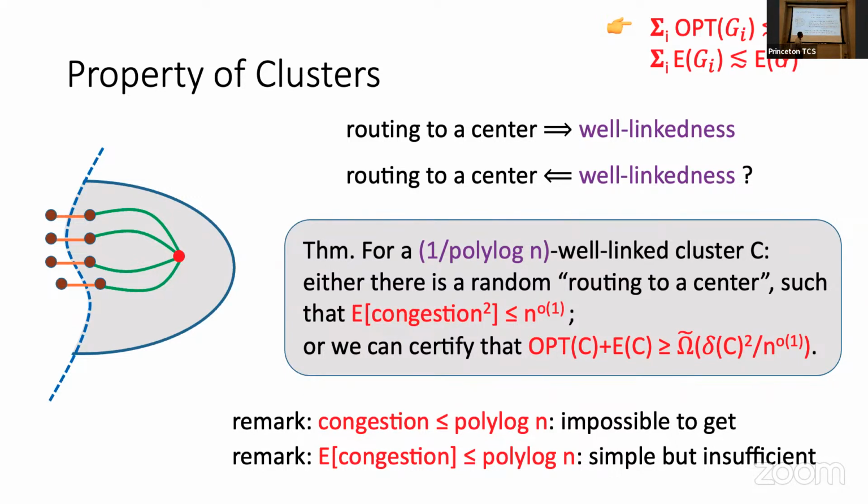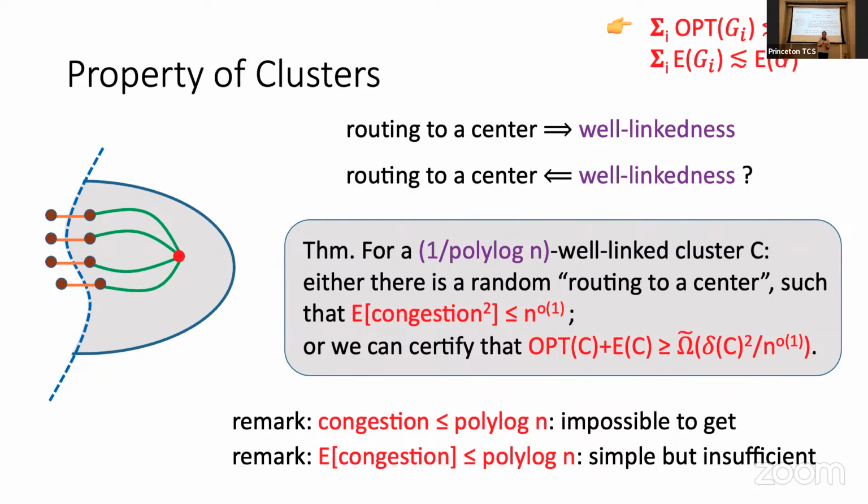And what we are showing in this paper, in another technical part, is that well-linkedness is enough, but only for our purpose. So for a well-linked cluster, either we can find a random routing to a center, or some other thing happens. This other thing is kind of bothering, but it's a good thing in our crossing number computation. It's basically saying the trouble created by this cluster can be charged to the cluster itself. The trouble is the boundary edges.